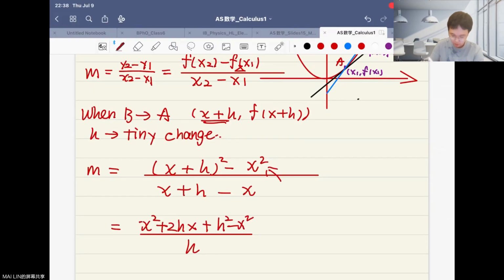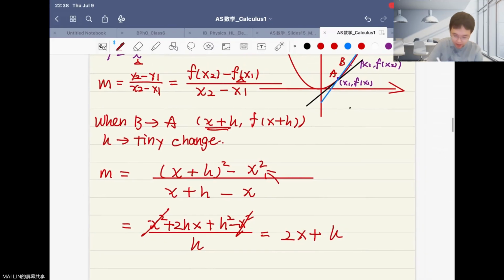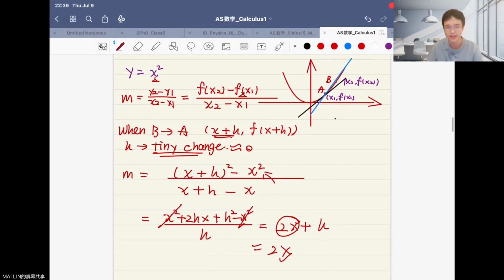And then minus x squared. You can find that they cancel each other, so we get 2x plus h. When h is very small, approximately equal to 0, the two lines overlap. So we just have the value 2x. That is exactly how we prove that for y equals x squared, the differentiation equals 2x.